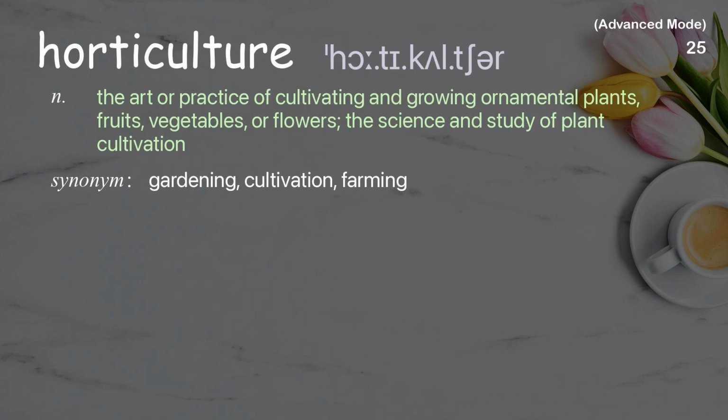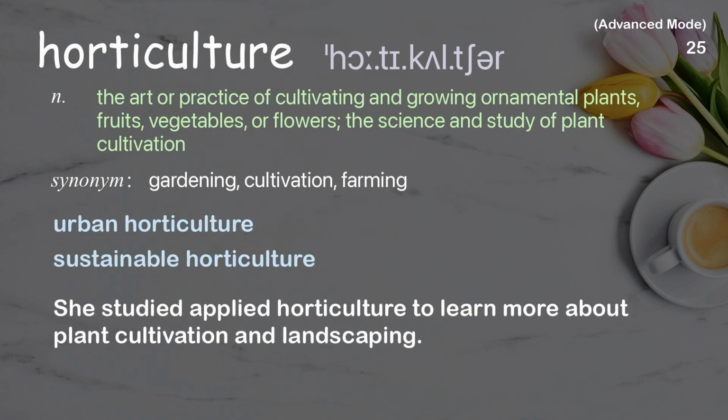Horticulture. The art or practice of cultivating and growing ornamental plants, fruits, vegetables, or flowers, the science and study of plant cultivation. Examples: Urban horticulture. Sustainable horticulture. She studied applied horticulture to learn more about plant cultivation and landscaping.